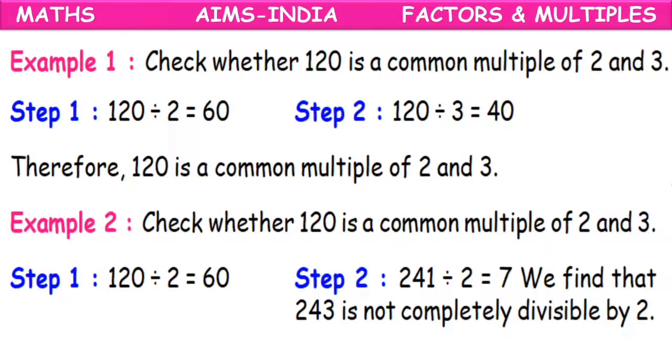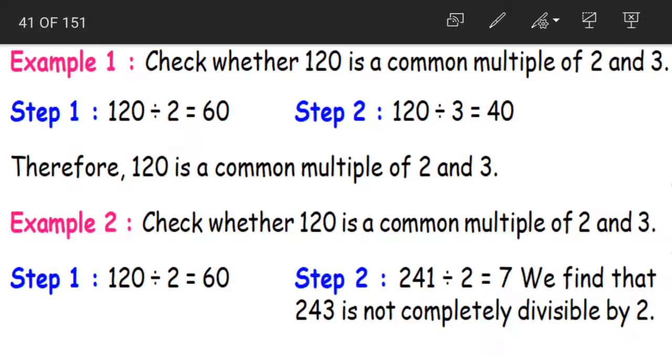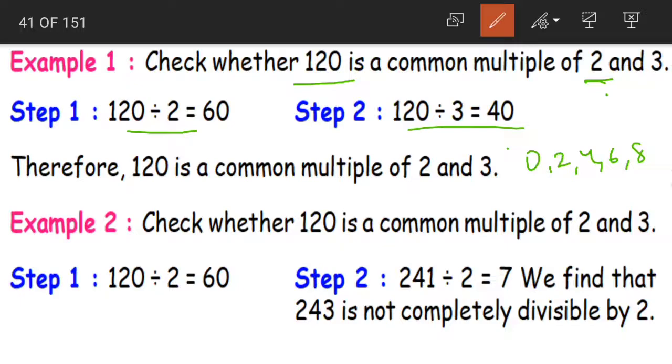Let us look at an example here. Check whether 120 is a common multiple of 2 and 3. Now, children, one way or the long process is to find out by dividing actually. What should you do? 120 divided by 2. If you remember the divisibility rules, for a number to be divisible by 2, it should have 0, 2, 4, 6 or 8 in the ones place. It has 0 in the ones place, so 120 is divisible by 2.